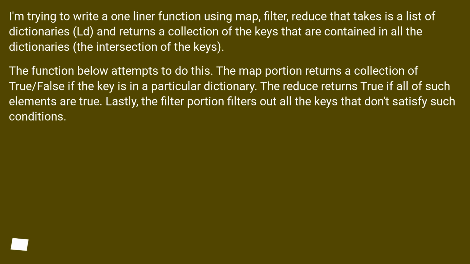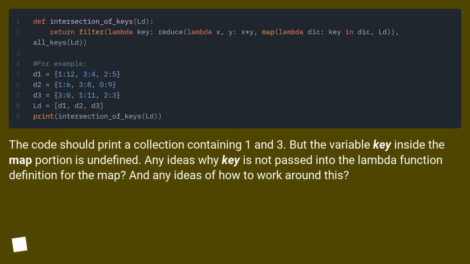The map portion returns a collection of true/false if the key is in a particular dictionary. The reduce returns true if all of such elements are true. Lastly, the filter portion filters out all the keys that don't satisfy such conditions. The code should print a collection containing 1 and 3.